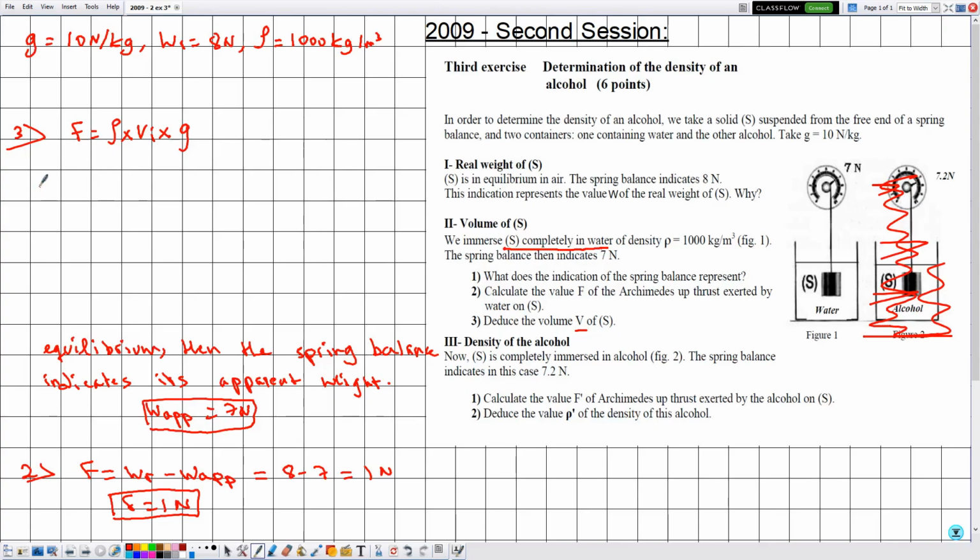Then let's say, since S is completely immersed in the liquid, then in this case the volume of the immersed part is equal to the volume of the solid S, which is denoted by V.